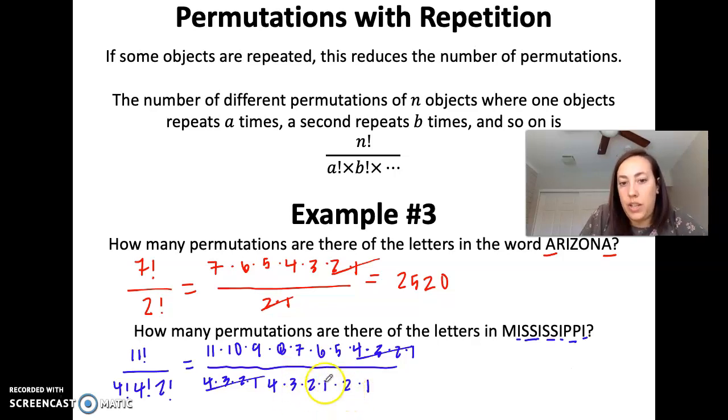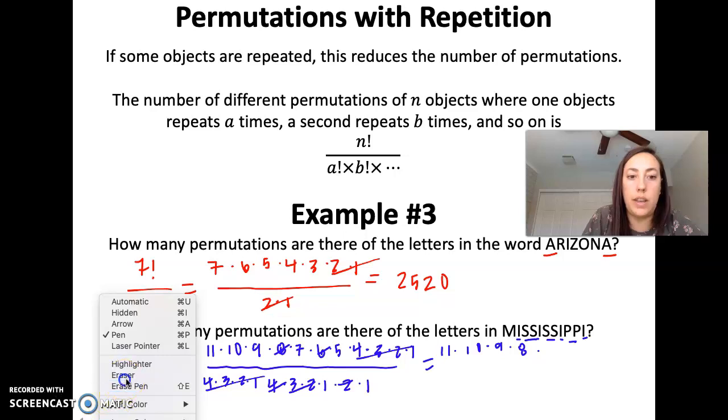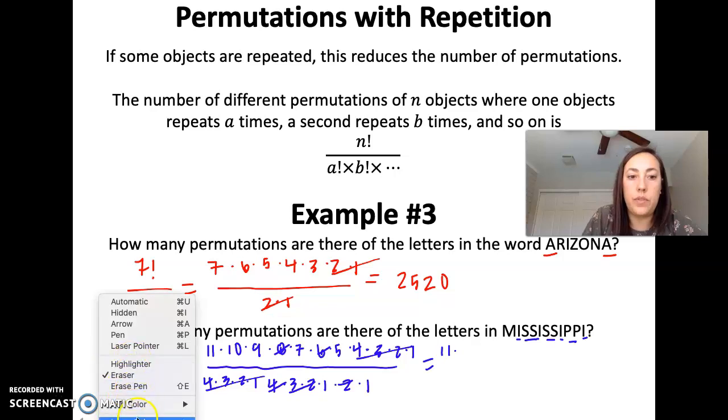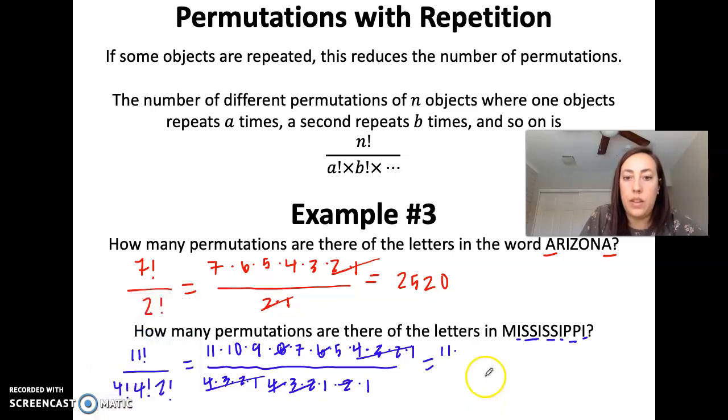So if we look at this, 3 times 2, that's 6, right? So we can take that 3 times 2 and cancel it with the 6 up top. And then we have 4 times 2. 4 times 2 is 8, so we can cancel that with the 8 on top. And we're left with 11 times 10 times 9 times 8. Oh, sorry, just kidding. We don't have an 8 because we canceled that. So let me erase that really fast. So we have the 11, the 10, the 9, 7, and 5.